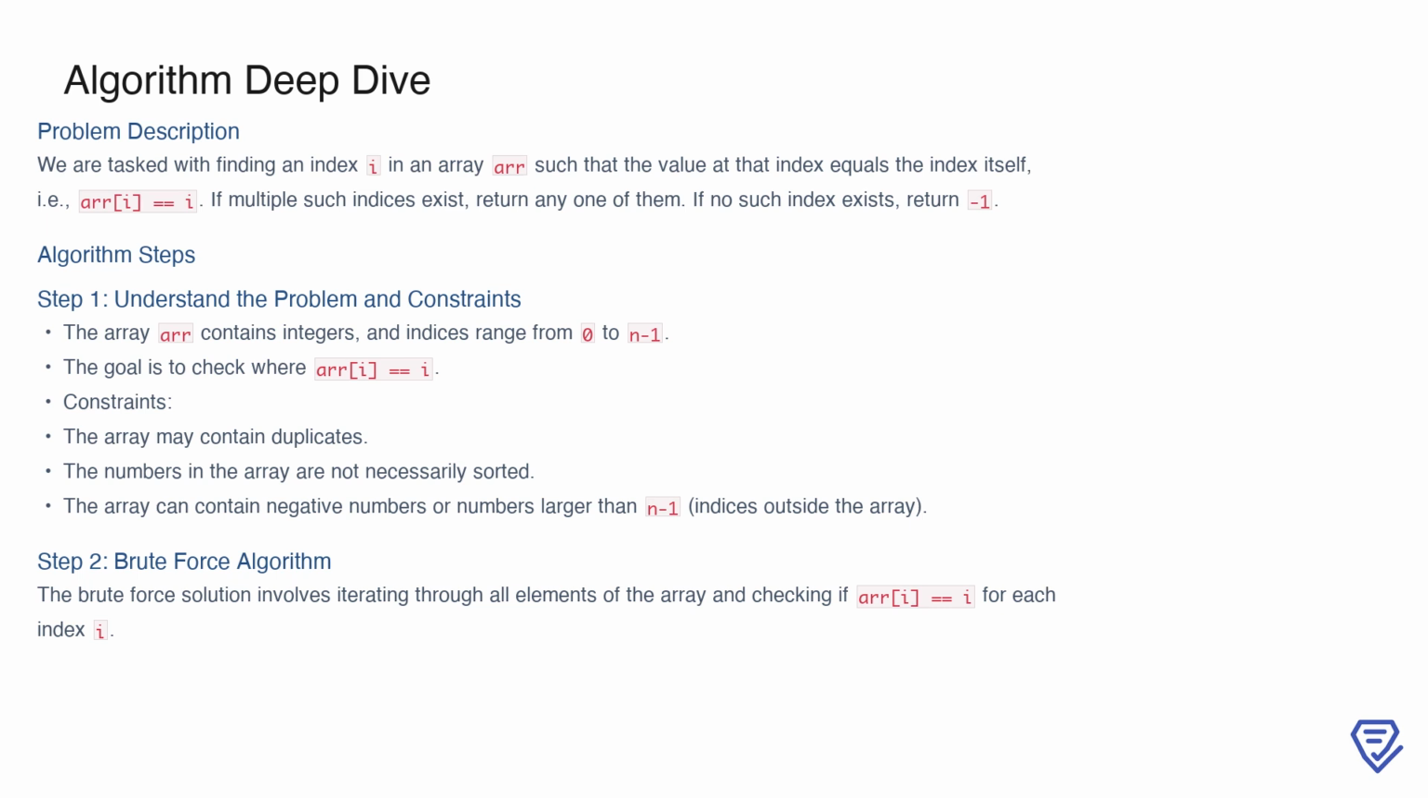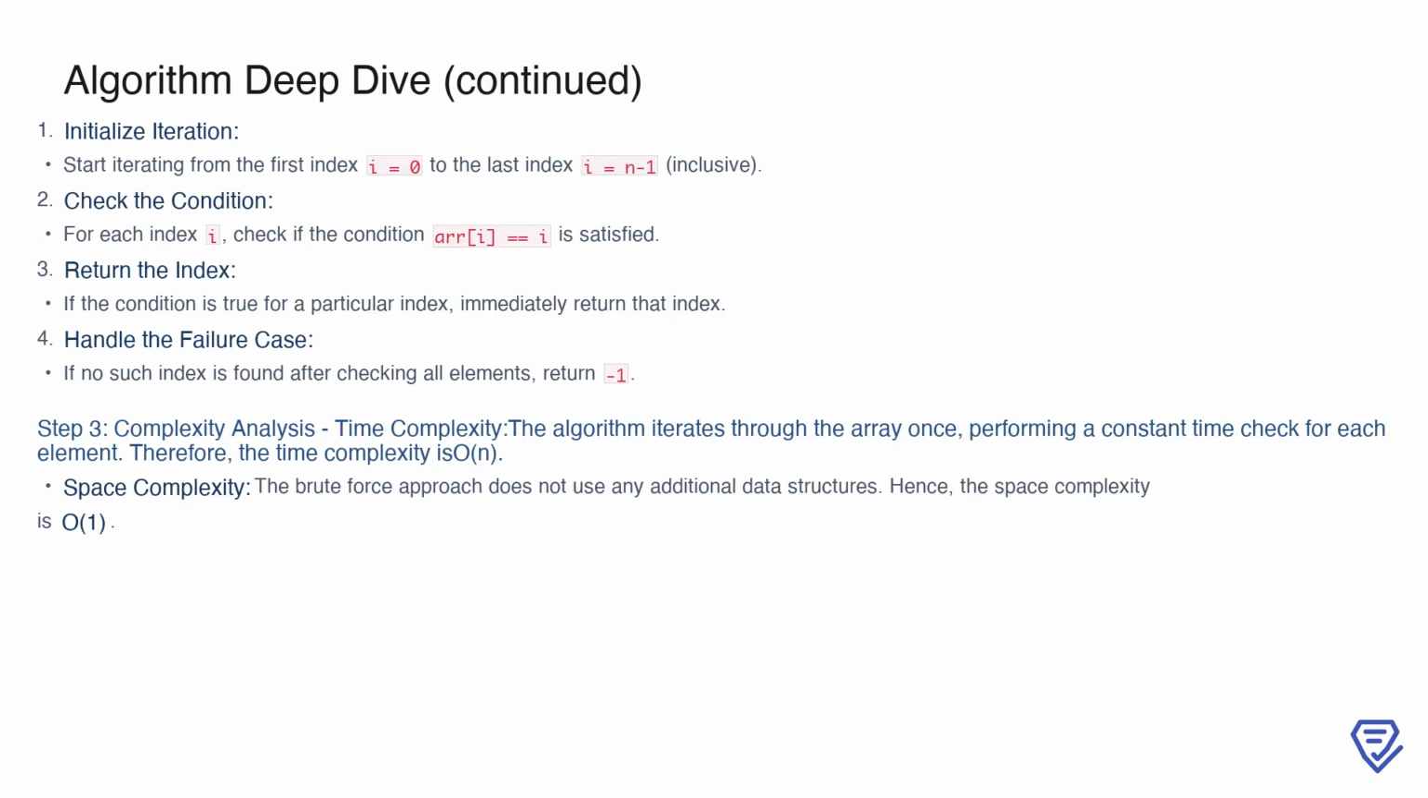Now, let's dive into the brute force algorithm and analyze how it works. To implement the brute force approach, we begin by initializing a loop that iterates through all indices of the array, starting from i equals 0 and ending at i equals n-1. For each index, we check if the condition ARR[i] equals i is satisfied. If we find an index where this condition holds true, we immediately return that index since it qualifies as a fixed point. If we complete the iteration without finding any such index, we return -1 to indicate that no fixed point exists.